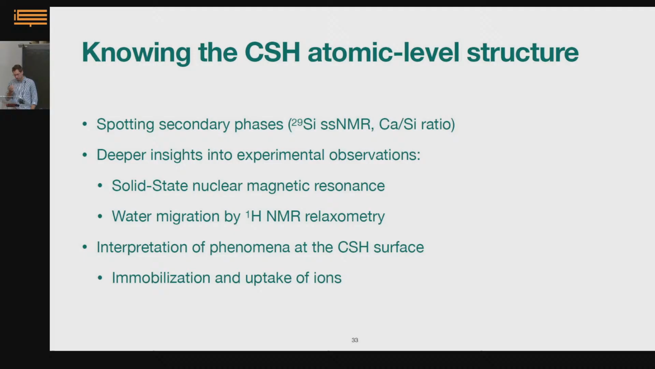Especially with solid state nuclear magnetic resonance, we did a lot of papers on it. And by understanding the stacking of the nanofoils, as lately shown in the papers, you can also help interpret the 1H NMR relaxometry, because the system seems dynamic from how the stacking goes and how the water migrates. And obviously it can help to correctly interpret phenomena at the CSH surface.